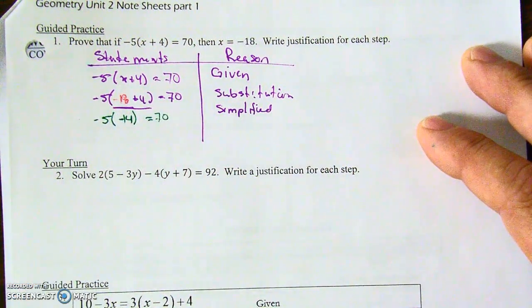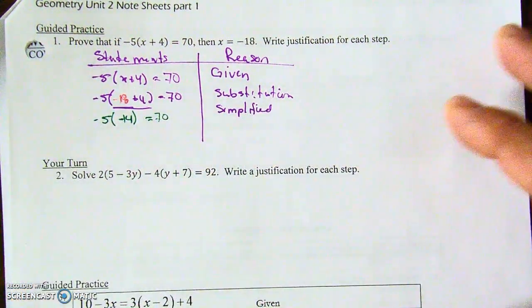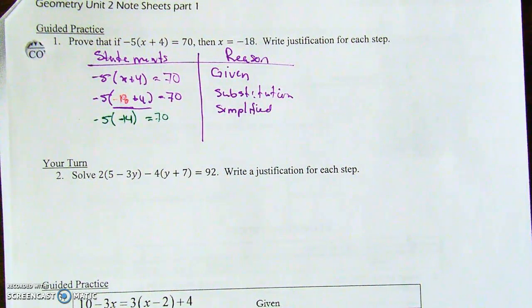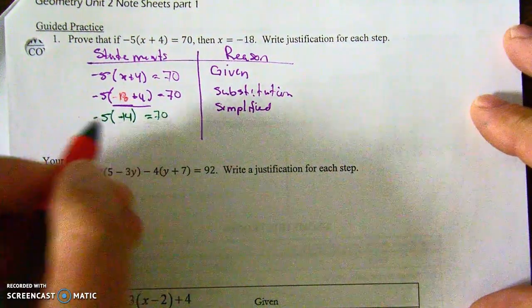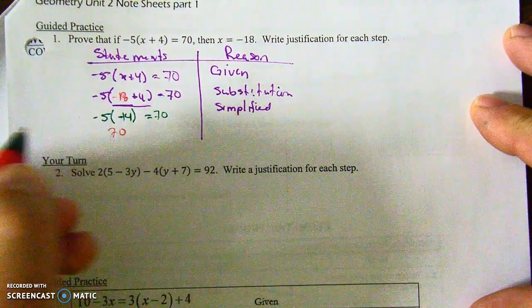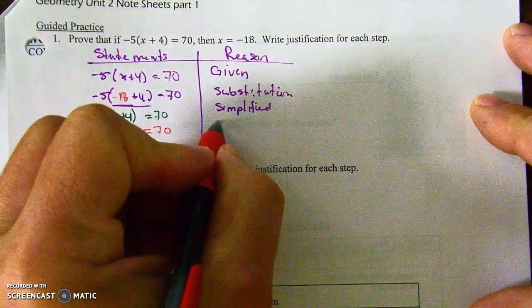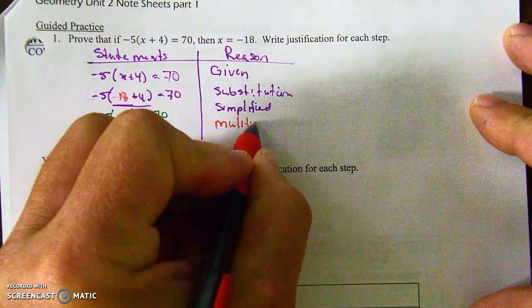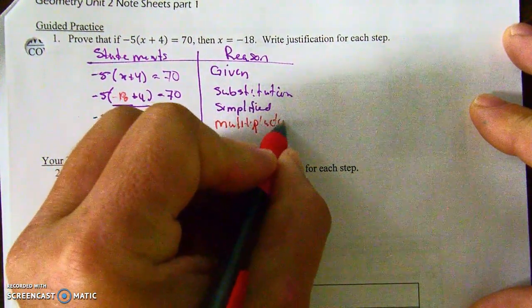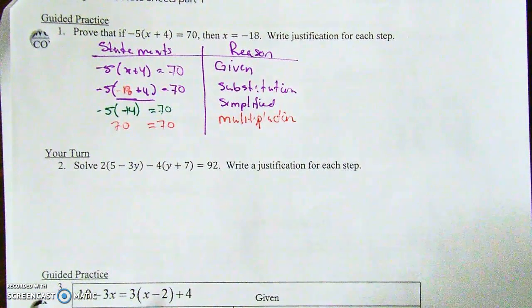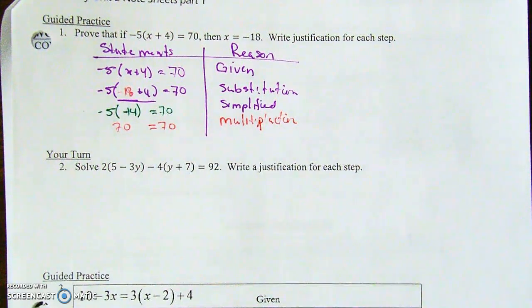Now what's the next thing I'm going to do? Negative 5 times negative 14. So 5 times 14 is 70, and a negative times a negative is going to be a positive, and it equals 70. Is this a true statement? Yes, it is. So we're done with that part.